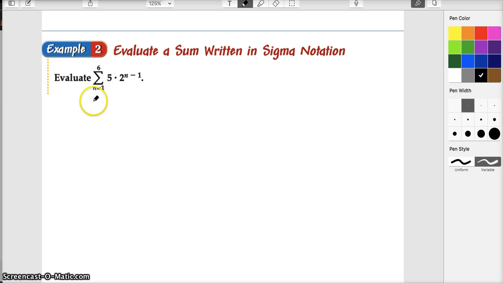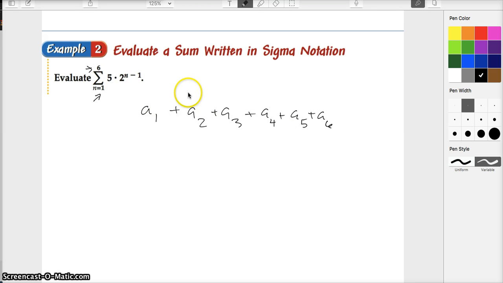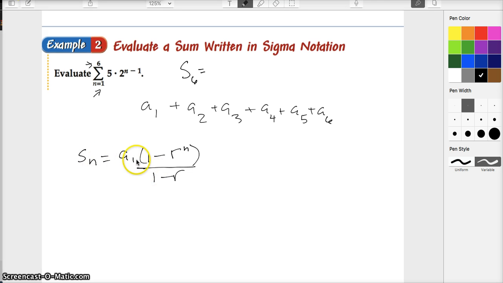If you notice, these index numbers indicate that we are adding from a sub 1 to a sub 6. So you kind of have that image in your mind. Technically we're looking for s sub 6. Does that kind of make sense? If that's the case, we're going to pull out the same formula that we had before, which said that s sub n is equal to a sub 1 times the quantity of 1 minus r to the n over 1 minus r.